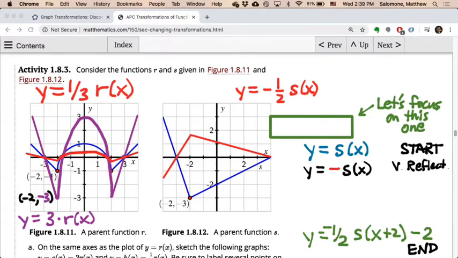And so if we just did that step, we would end up with a graph that looks like, let's see, how would I sketch this. It would go like that. If I just did the vertical reflection, I would end up with this graph right here. And that is y equals minus s of x. But then what's happening after that?